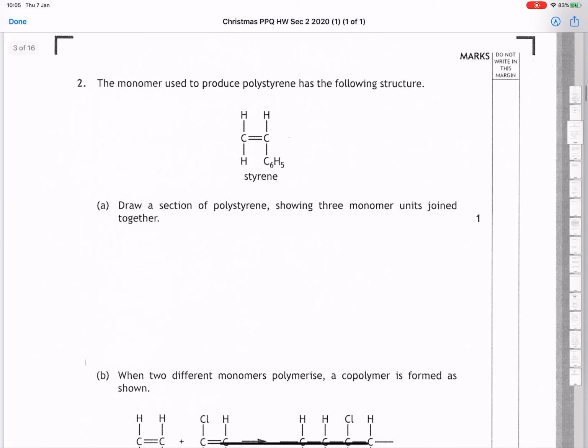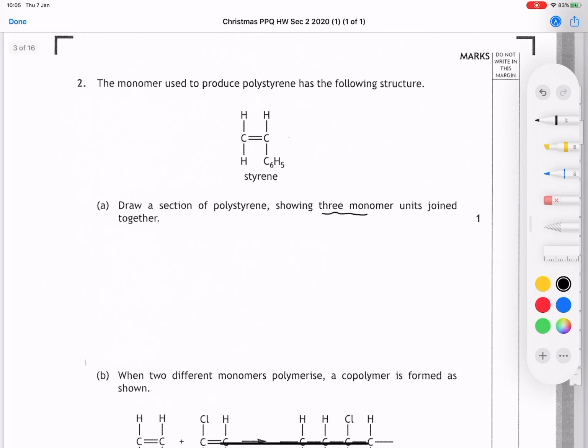Here's a polymer question, and you have to draw 3 monomers joined together of styrene. So we're going to make polystyrene, 3 joined together. There's 2 joined together, there's 3. Remember and leave these end bits here. Whether you drew a bracket or not, you still get the mark.